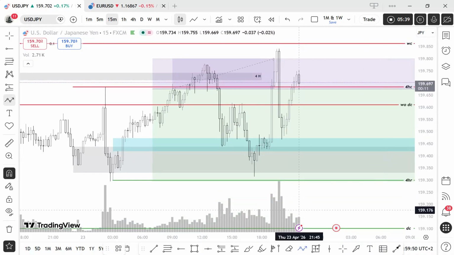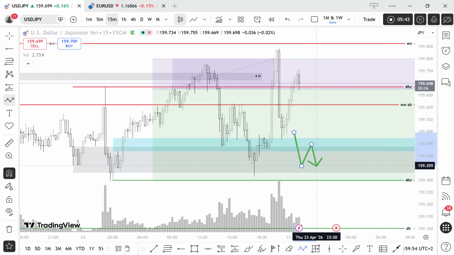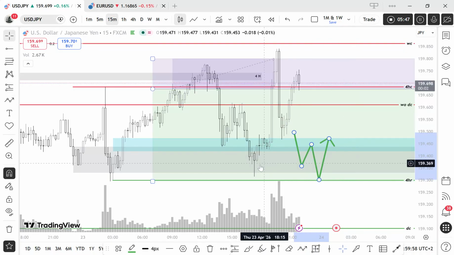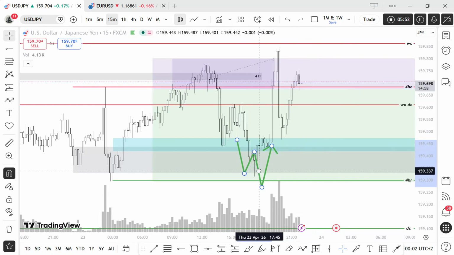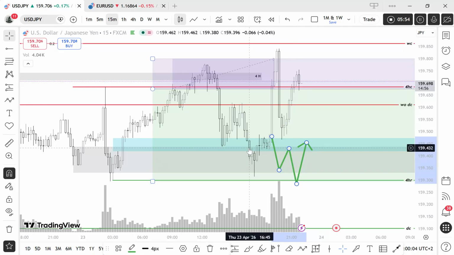Look, I don't want to make it boring, but basically this is how I want to see a church. If you are looking at it, it's matching basically what happened here. Came down, like a big candle, took liquidity below, then closed higher.